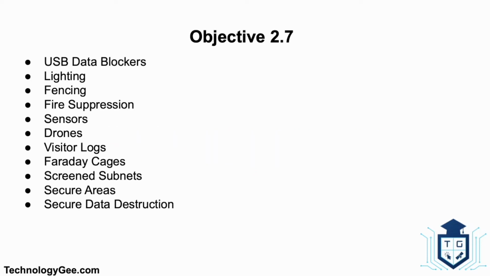In this video, you're going to learn about more physical security controls such as USB data blockers, lighting, fencing, fire suppression, sensors, drones, visitor logs, Faraday cages, screen networks, secure areas, and secure data destruction.